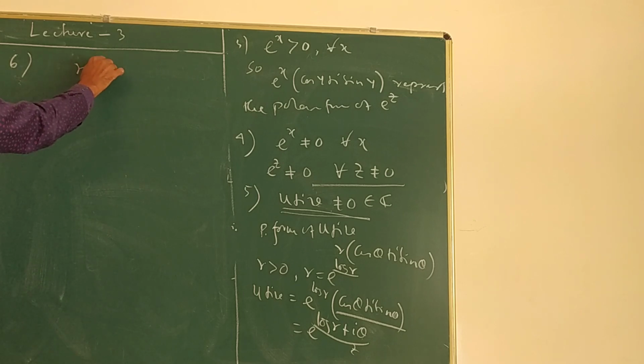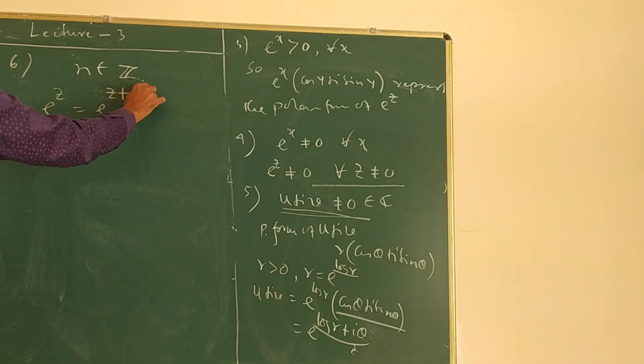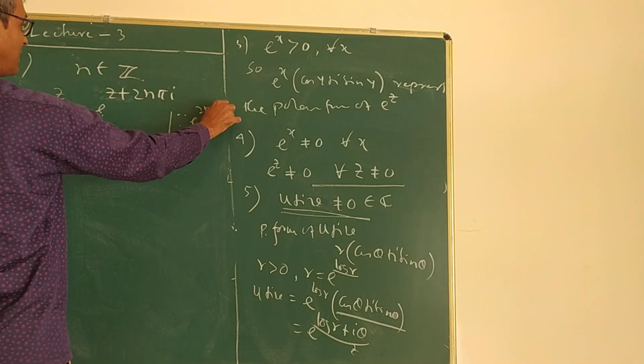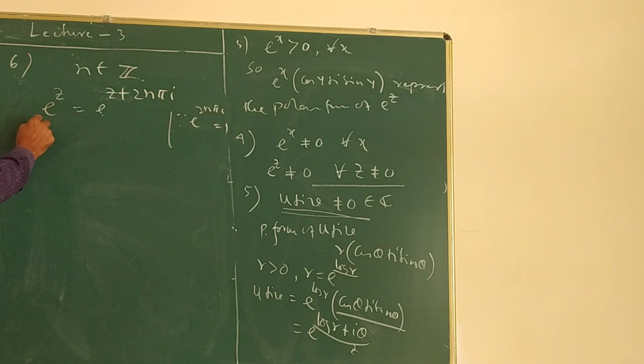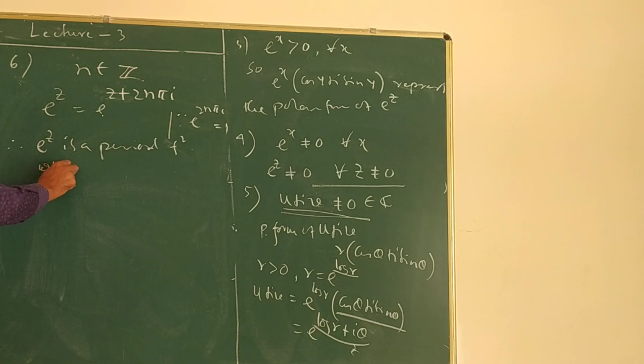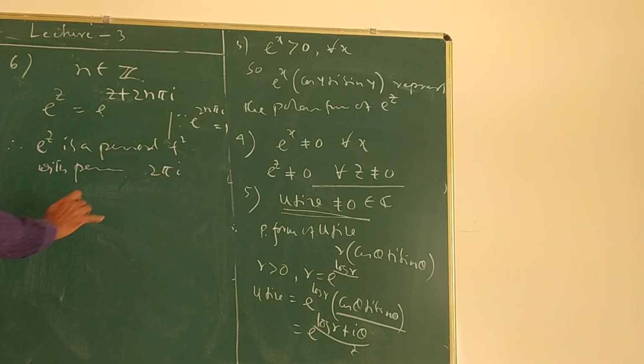Next, suppose n is an integer. Then e to the power z is the same as e to the power (z plus 2n pi i), since e to the power 2n pi i equals 1. So this shows that e to the power z is a periodic function with period 2 pi i.